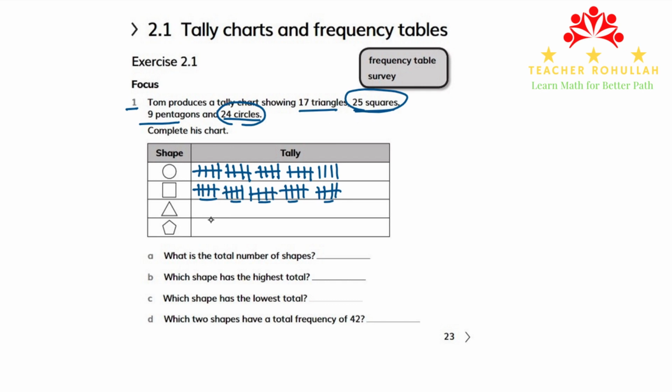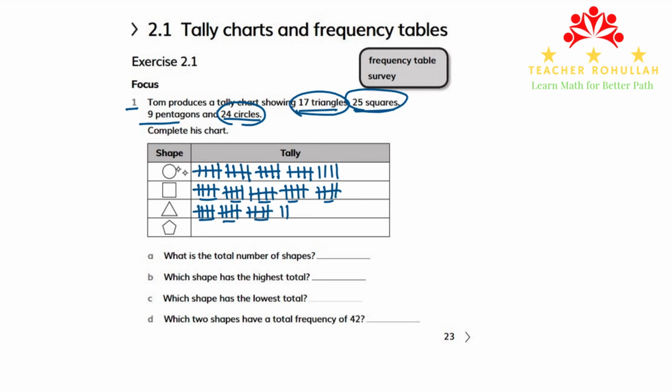The third one is triangle. How many triangles do we have? We have 17 triangles. So again, we use tally marks. 1, 2, 3, 4, 5, in groups of five, so 5, 10, 15, 16, 17.